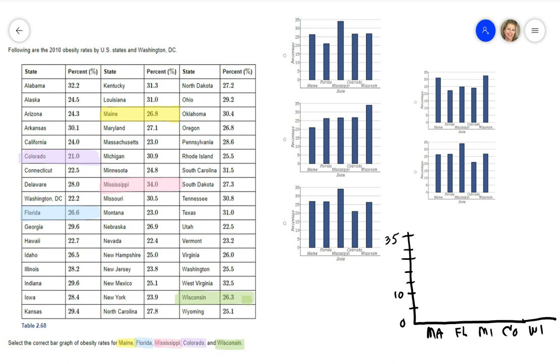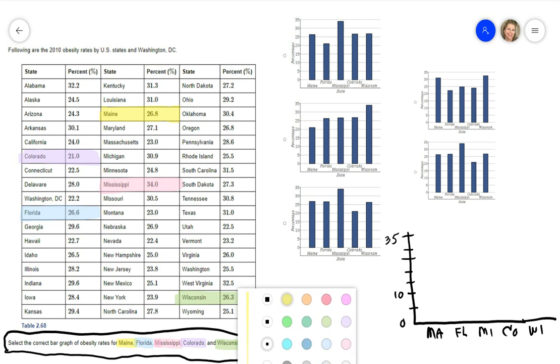For this problem, they give us a chart, and down here at the bottom it says, select the correct bar graph of obesity rates for Maine, Florida, Mississippi, Colorado, and Wisconsin. Now I've gone ahead and color-coded them all, and when I looked at all of my choices, I can see that every one of these graphs has Maine first, which I color-coded in yellow, and then they have Florida second. You can see Florida, Florida, Florida.